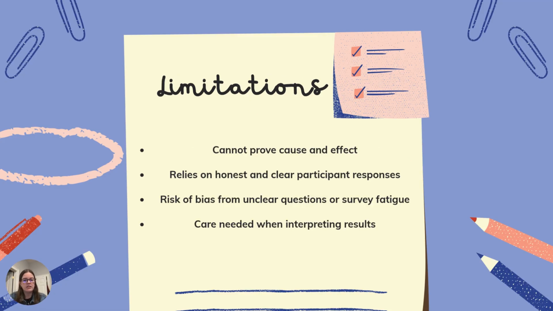Some of the limitations of correlation research. Despite its usefulness, there are limitations. It cannot prove cause and effect, it only shows that variables are related. Additionally, the quality of the data depends on honest and clear responses from the participants in the study. There can also be poorly written questions or survey fatigue that can cause biased results. Researchers must be careful when interpreting these findings and avoid making claims beyond what the data actually supports. Understanding these limits helps educators use correlation research more wisely.